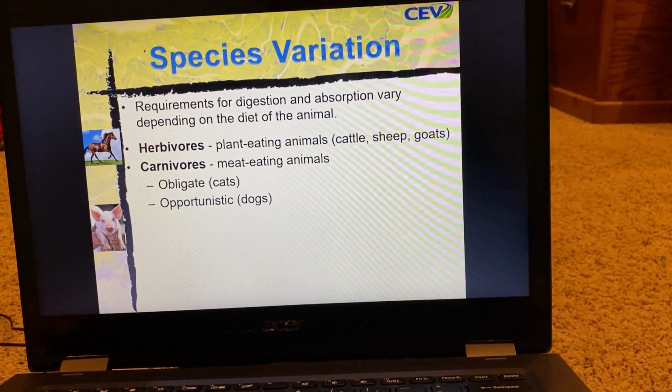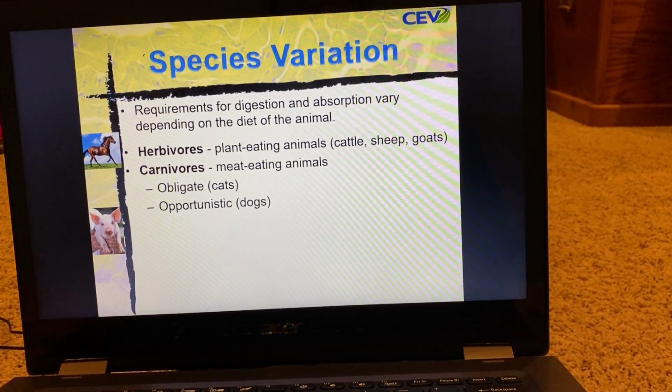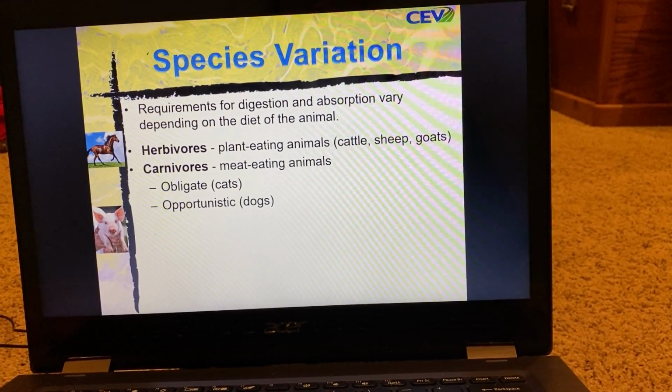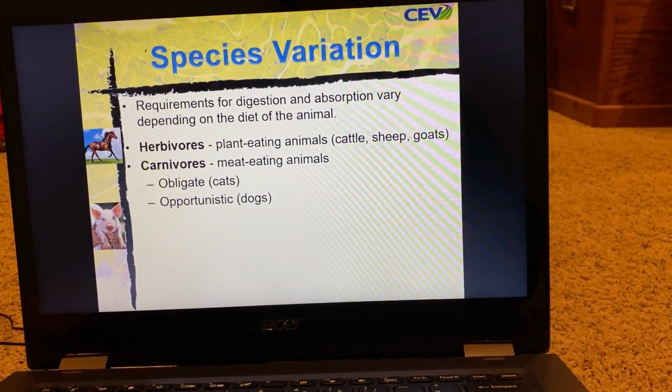Dogs, you know what dogs are like. You know what wolves are like. They're just going to swallow that mouse whole. They could care less if they're eating a little bit of vegetables. They're not as picky.